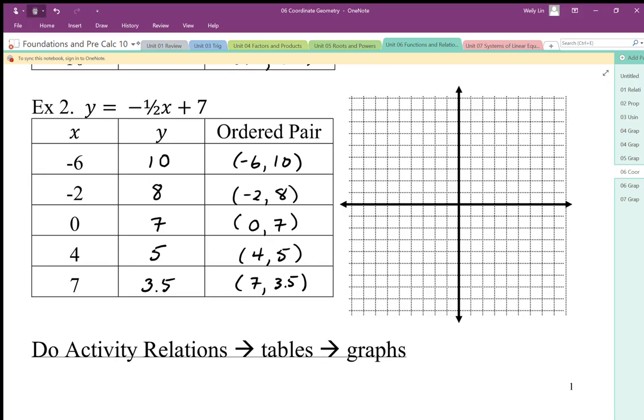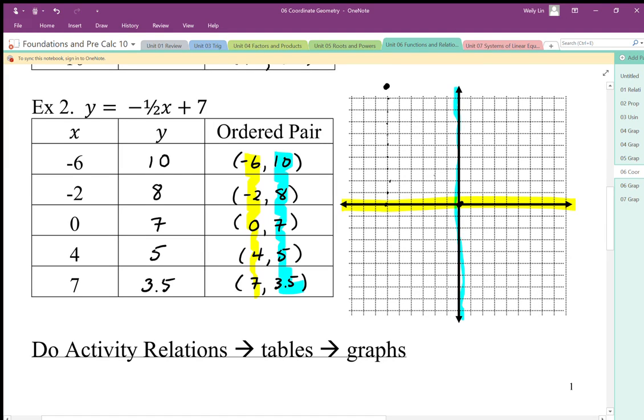When we graph ordered pairs, the first number is always X. It's always horizontal. Our second number is always Y, and Y is going to be vertical. So when I graph that coordinate, -6, positive 10, I start at the origin. I count 1, 2, 3, 4, 5, 6 to the left. And then I count up 10. It's just off the grid.